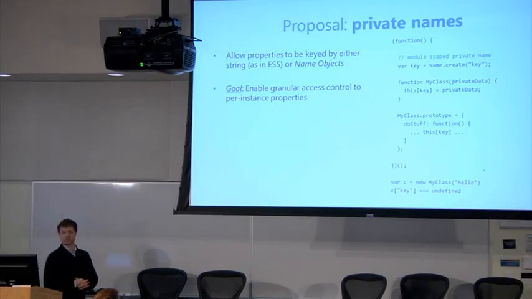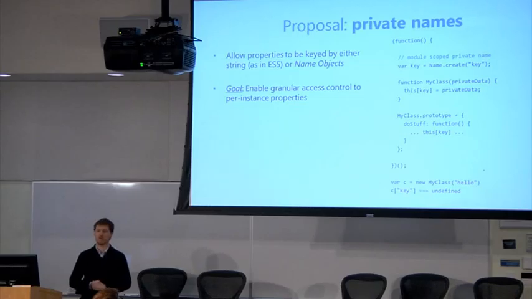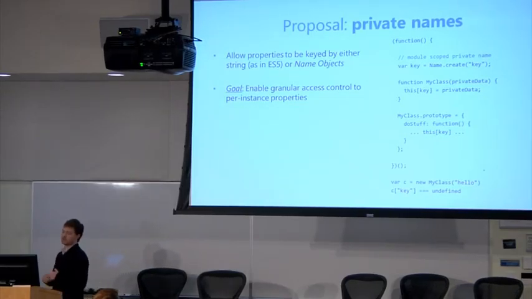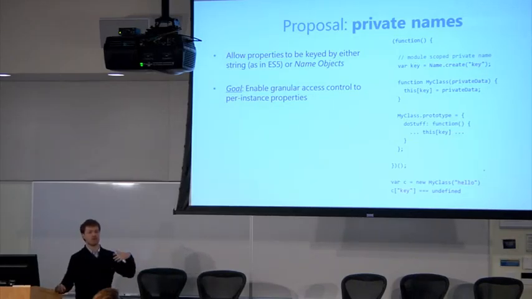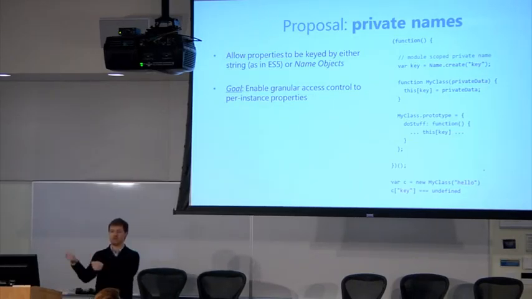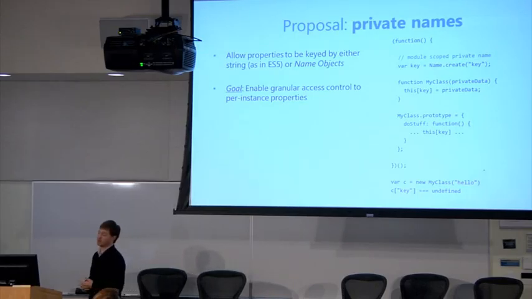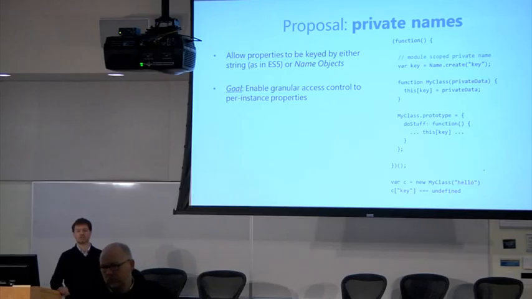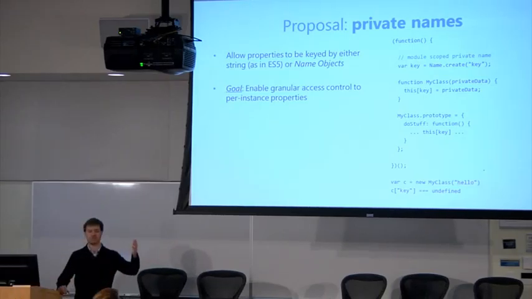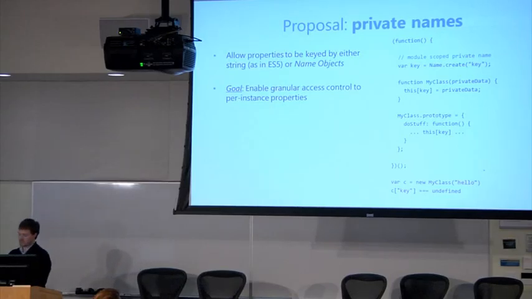So private names extend the core object model. Every JavaScript object is a property bag, and those property bags are indexed today just by strings. Every property has a string name, and you look that up in the property bag, and it gives you back the value of the property. With private names, the core object model allows you to have both strings and these private name objects be the keys into your properties.